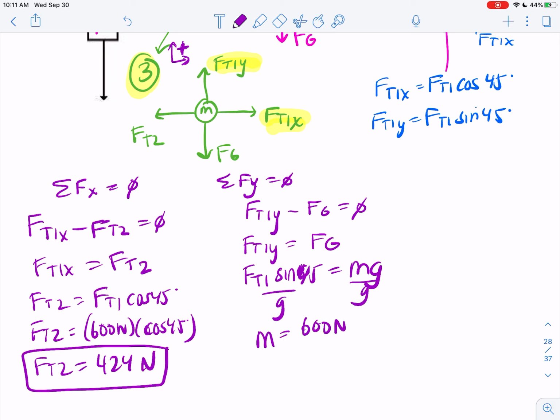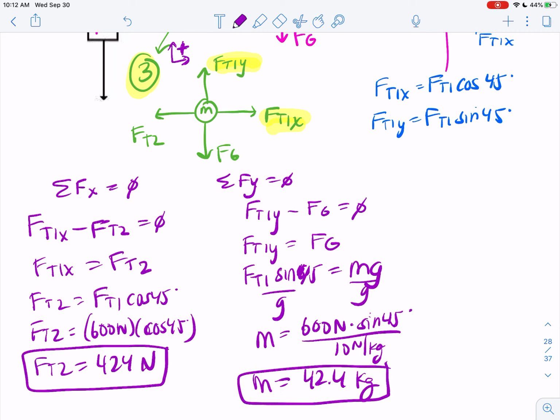Okay, now I'll plug it in, 600 newtons times the sine of 45. I'm just going to use 10, okay, because then I'm going to get the mass in kilograms. So that should be the same as the other one. So this is going to be 42.4 kilograms when I plug all that in. Okay, so that's a simple two-dimensional problem that just has one easy force to split up.